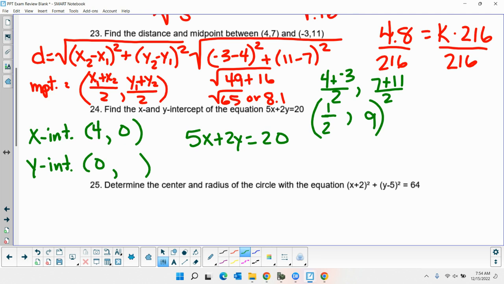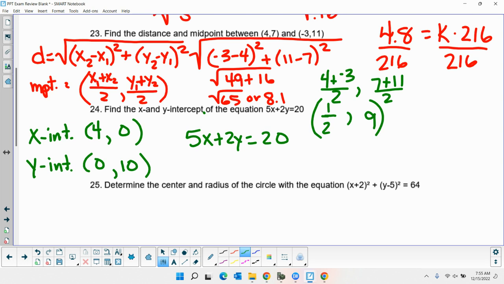Then I cover up the 5x part, and 2 times what is 20? 10. So that's how I do it. Because I know the y value is 0 when I'm looking for the x-intercept, and I know the x value is 0 when I'm looking for the y-intercept. Okay? So that should be an easy problem for us.